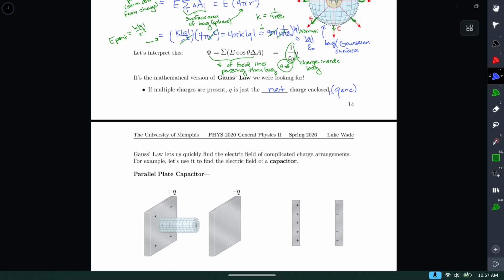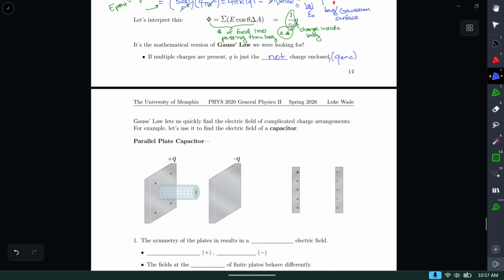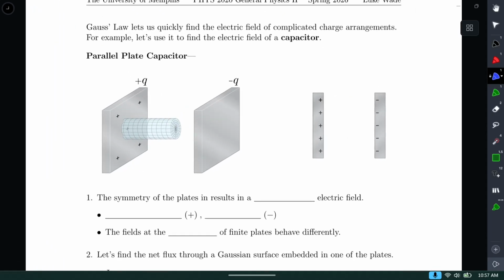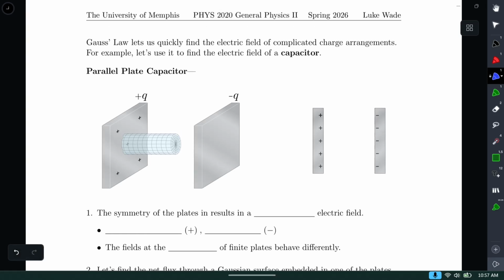If I know how much charge is inside of that bag, I immediately know something about the electric field on its surface. And that's the way I'm going to use it for this page. I'm going to know the charge and use it to find something about the electric field for something new. In this case, it's going to be a capacitor. So I've got to tell you what a capacitor is first.